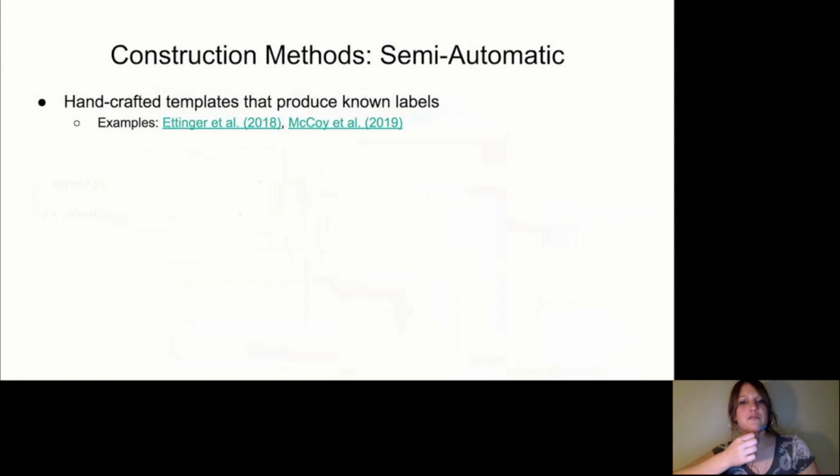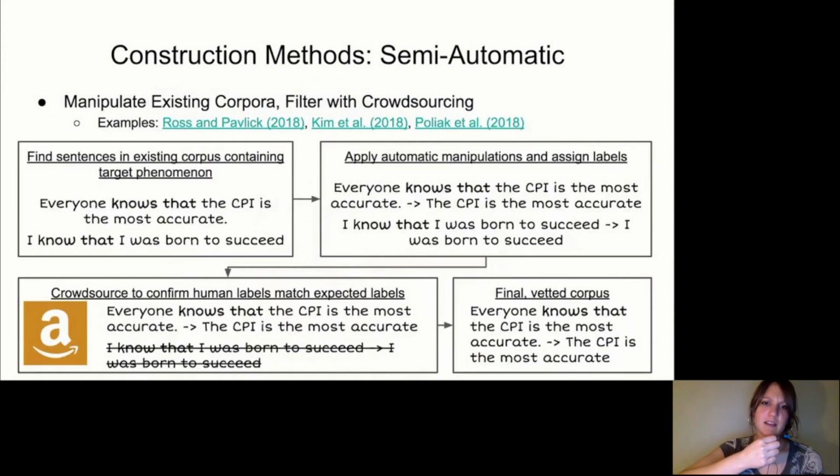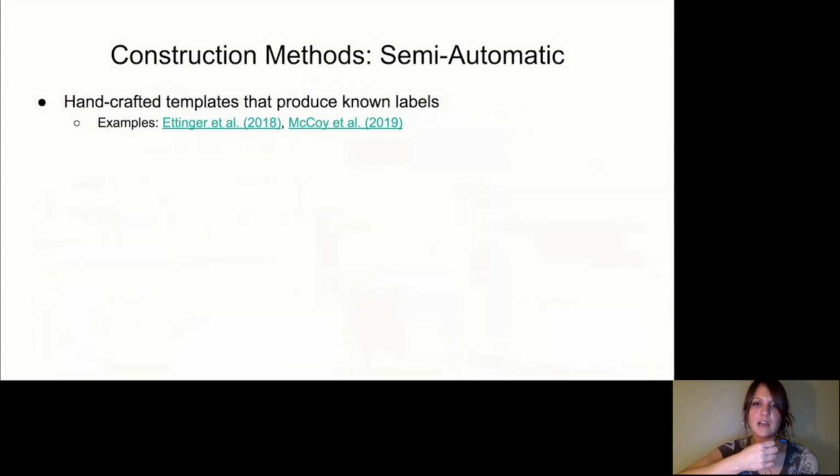Other examples of what I would put under semi-automatic approaches would be the template-style approaches. In the previous slide's example, you're automatically identifying sentences and then using manual work to assign labels. Here, you're manually creating the examples, through templates, and then the labels come for free.